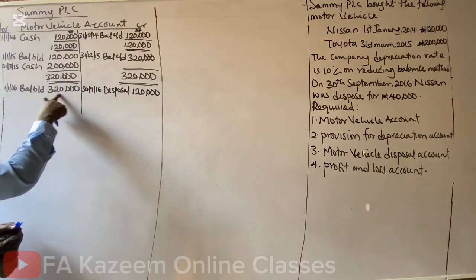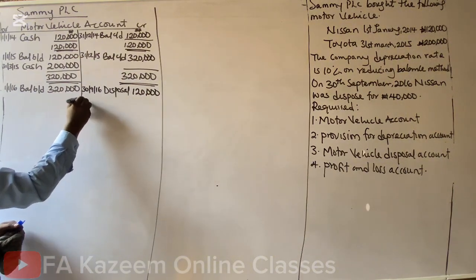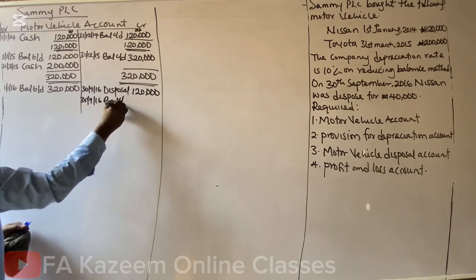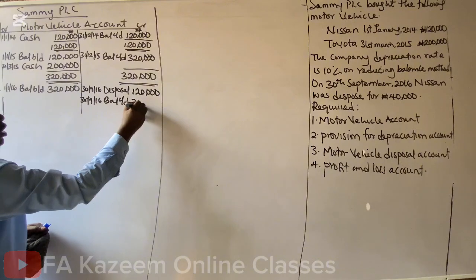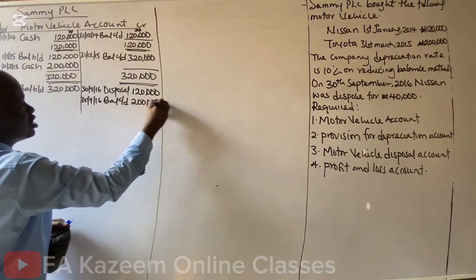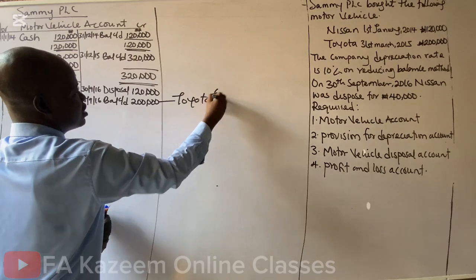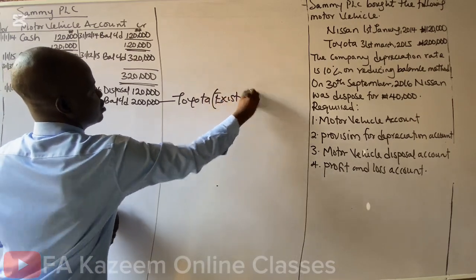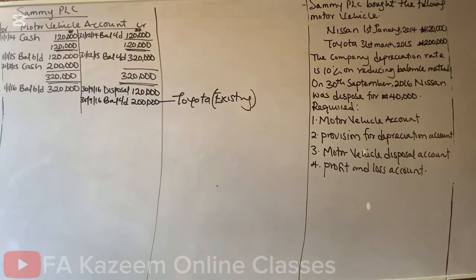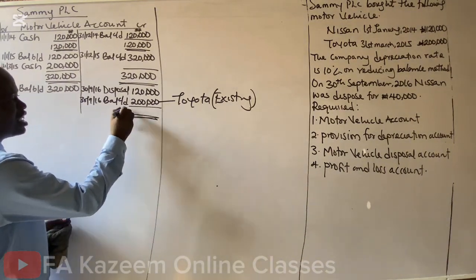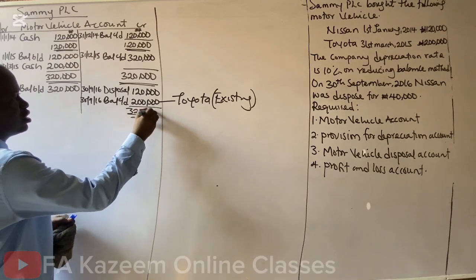Now, if you say 320 minus 120, as at 30th 9, 2016, you have balance carried down of 200,000. The 200,000 is representing the Toyota, which is the vehicle that is still existing in the assets. That's the 200,000 Toyota vehicle. You close the account. That's the end of this account here.